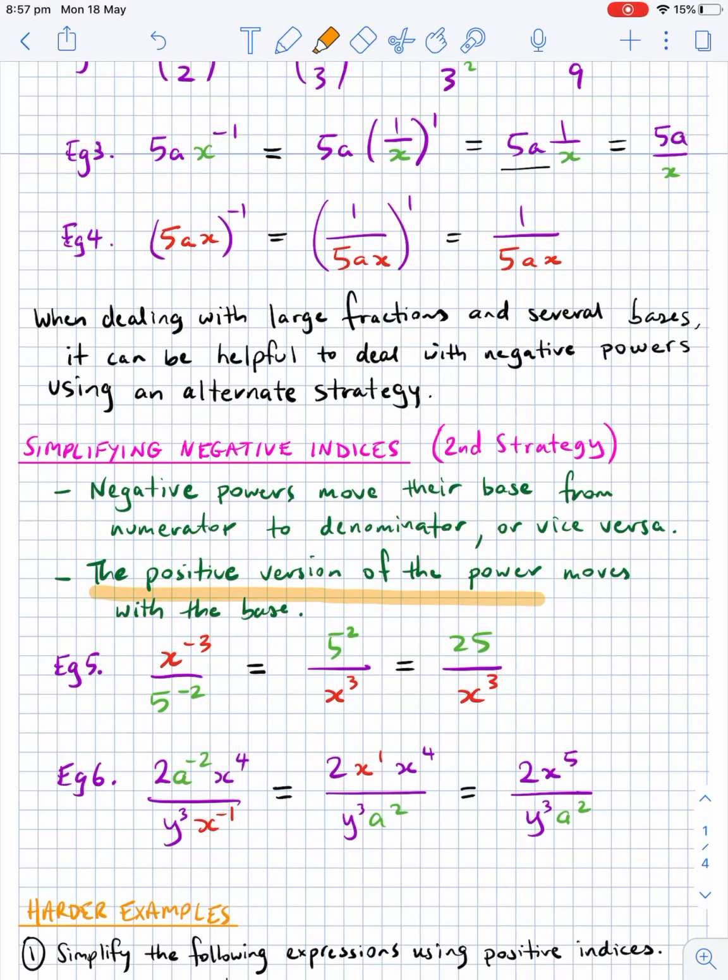The positive version of the power moves with the base. So pretty much you want to move these bases from top to bottom, or bottom to top, and the positive version of the power stays with that base which is moving. So let's give it a try.